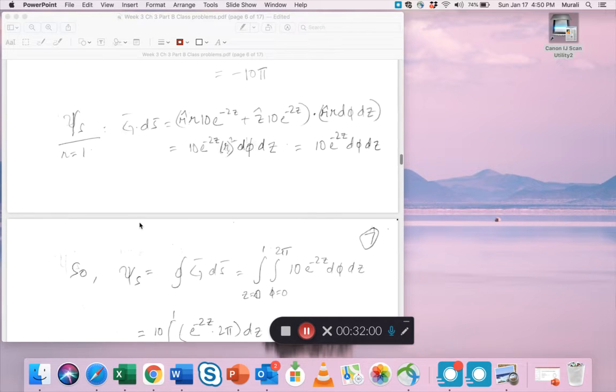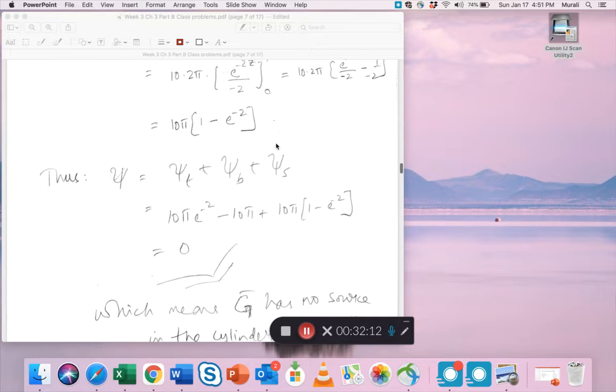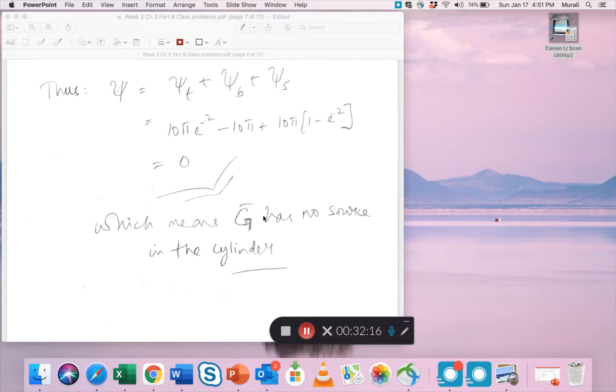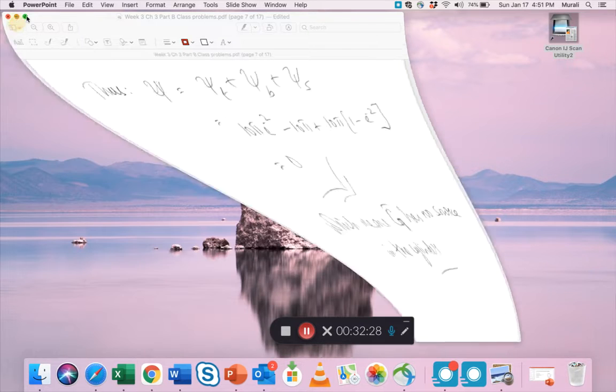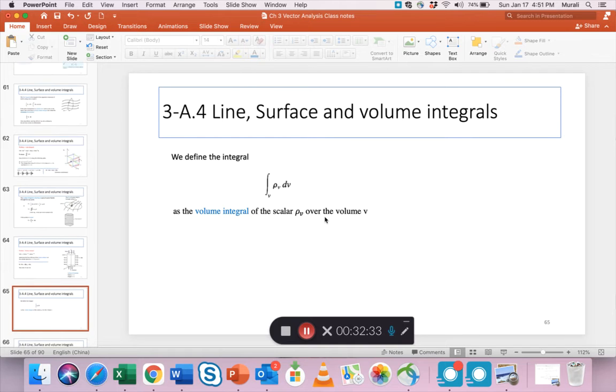And then the side, you use this formula, where r is fixed for the sides, and the other two variables go from z equals 0 to 1 and phi equals 0 to 2 pi. And then if you add all this up, you come up with 0, which means that the field has no source inside the cylinder. Okay, so that's how you solve this problem. Let's move on.